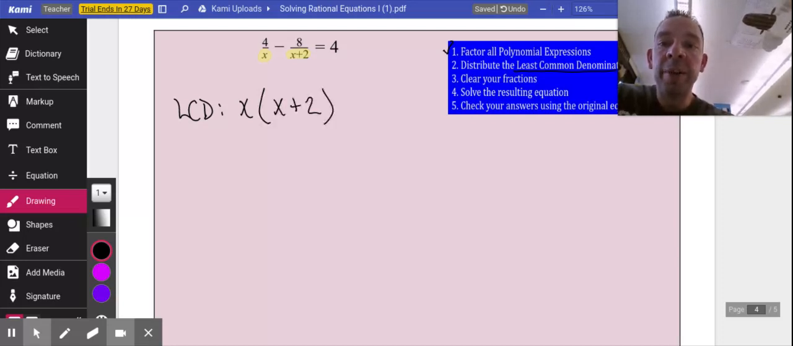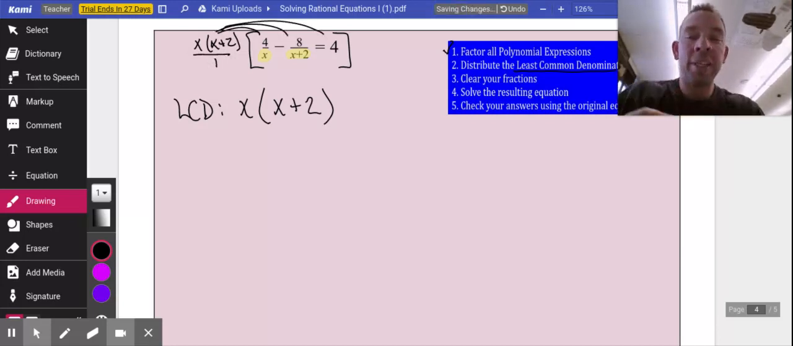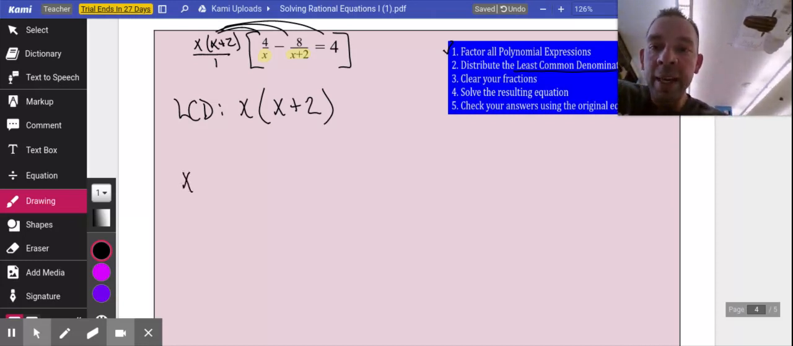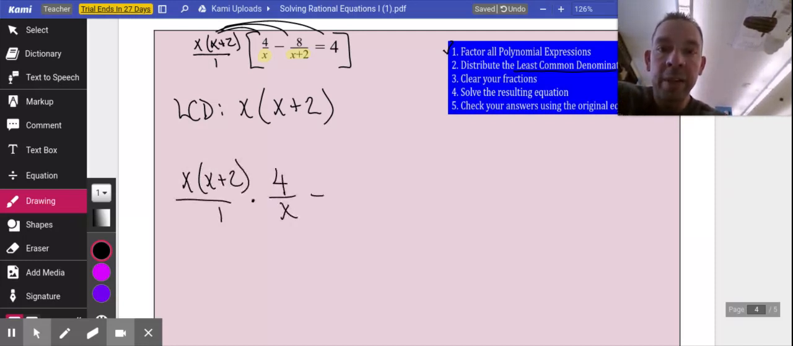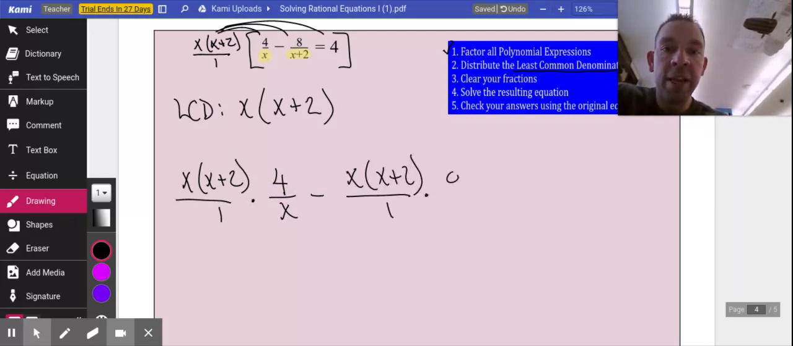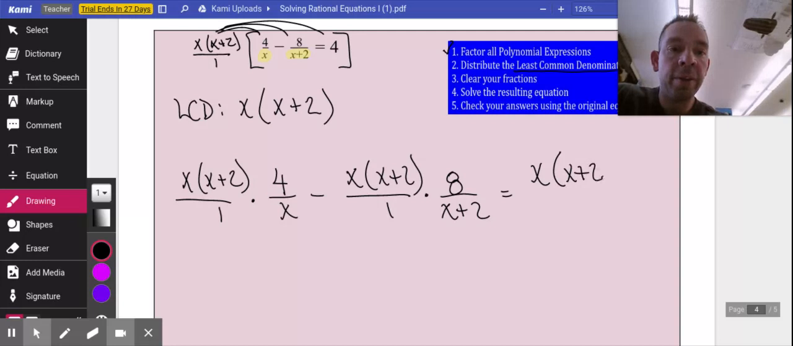Okay, so we're going to go ahead and distribute that. Say x times x plus 2 all over 1. We're going to go ahead and distribute that to all 3 terms. So this is a much, much more challenging example than what we've seen in the previous ones. Okay, so I'm just going to take my time and distribute that LCD to the first term. Then we'll distribute it to the second term, which is 8 over x plus 2. And we'll distribute it to the third term, which is just times, we'll say 4 over 1. We'll put that little rascal over 1.